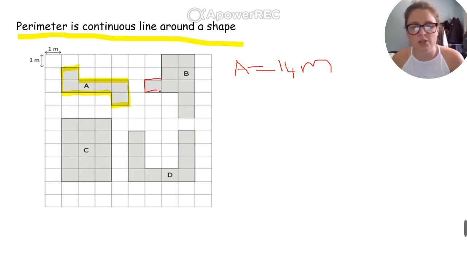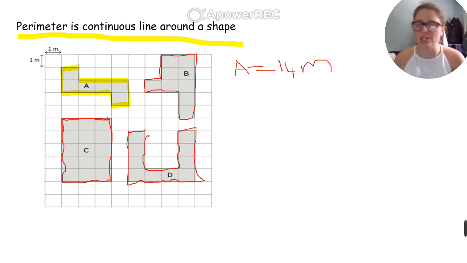So B is 1, 2, 3, 4, 5, 6, 7, 8, 9, 10, 11, 12, 13, 14, 15, 16. So the perimeter of shape B is 16 meters. Let's have a look at shape C. So shape C perimeter is 16 meters. And D, 1, 2, 3, 4, 5, 6, 7, 8, 9, 10, 11, 12, 13, 14, 15, 16. This one is bigger. 17, 18, 19, 20, 21, 22. So the perimeter of shape D is 22 meters.